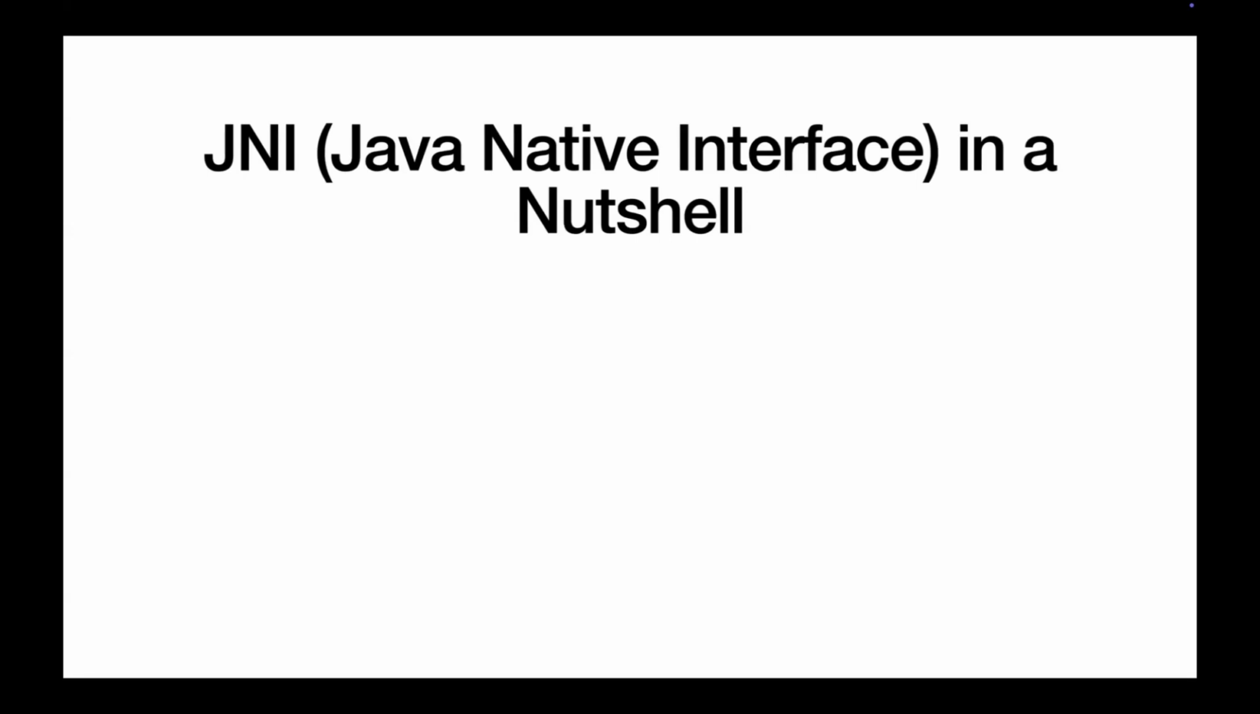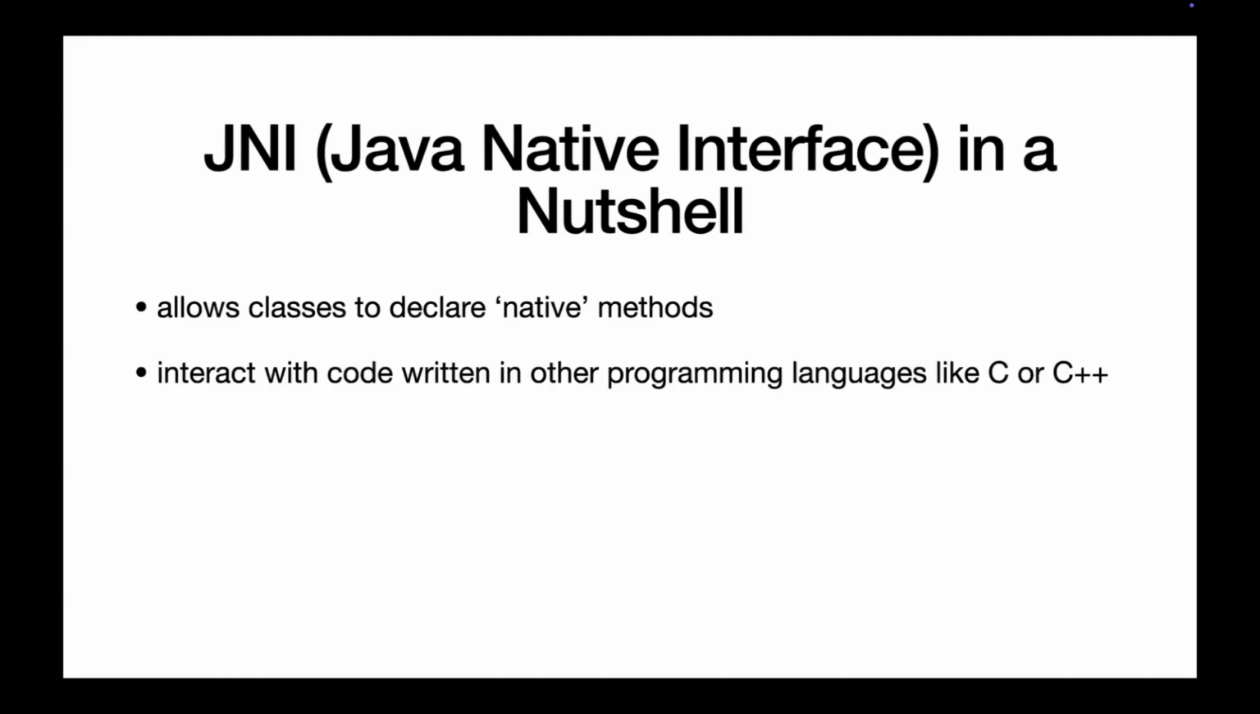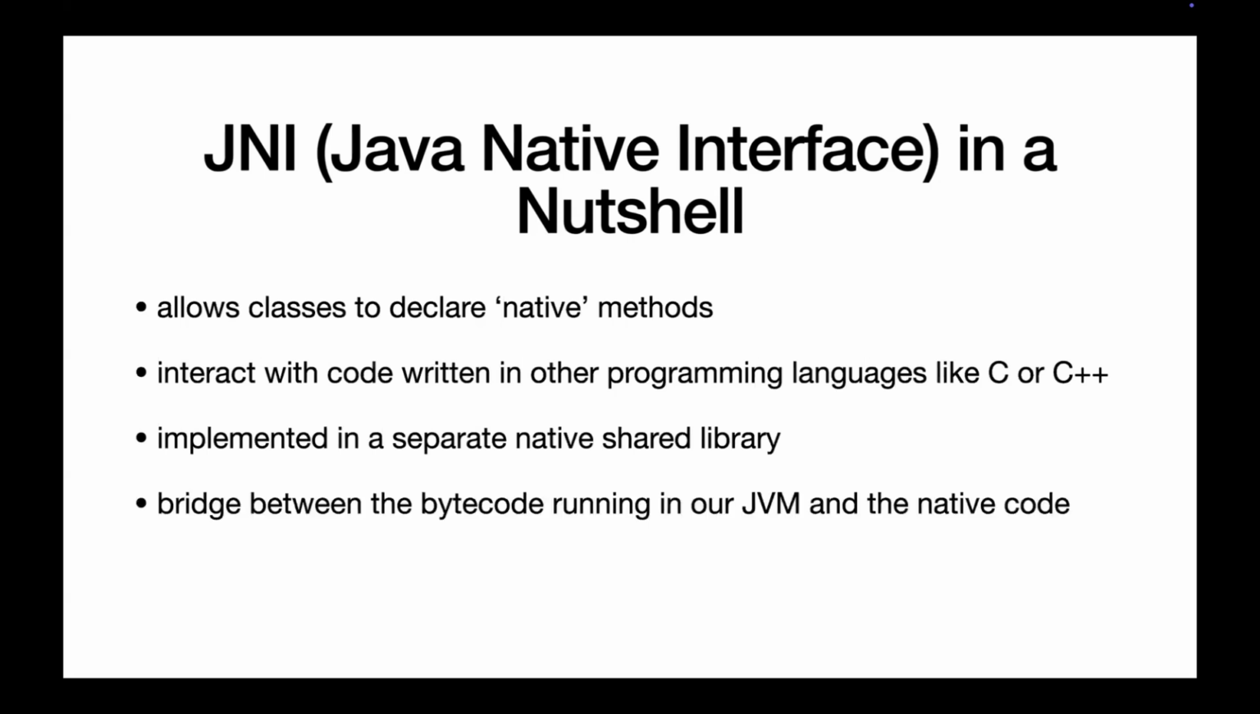So JNI in a nutshell, how does it work? Maybe you have seen it already somewhere. You can declare native methods in your code, and then you have to write some C program to make this native method somehow call native code. You have to implement this code in a separate shared library, and then the JVM will do the bridging for you once you tell it that you want to use this library.